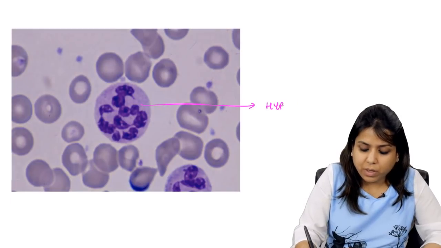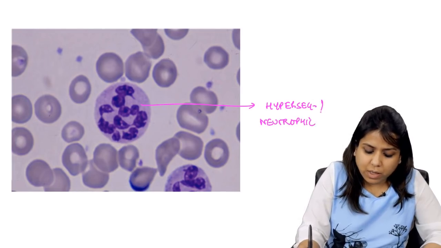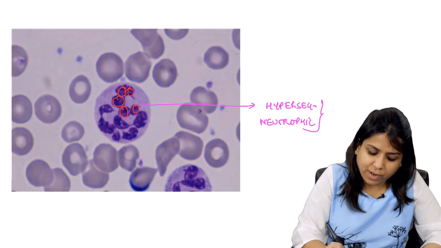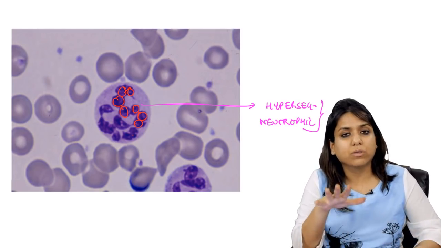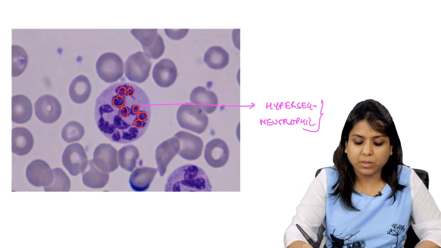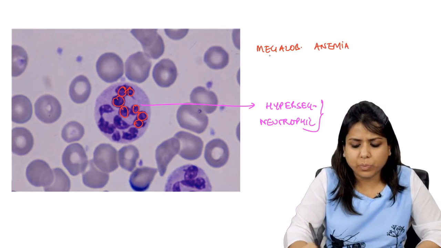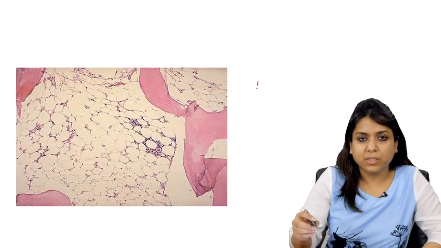This is a hypersegmented neutrophil. Can you people appreciate this neutrophil has got multiple nuclear lobes? 1, 2, 3, 4, 5, 6, right? Normally I have told you any neutrophil has got 3 to 5 lobes. This has got multiple lobes. This is a hypersegmented neutrophil, which is a characteristic feature of megaloblastic anemia due to vitamin B12 deficiency, folate deficiency, etc. Right? Next, this image, students.